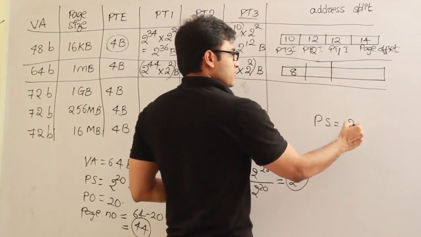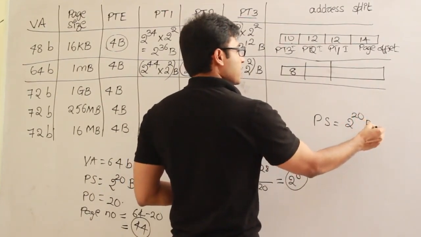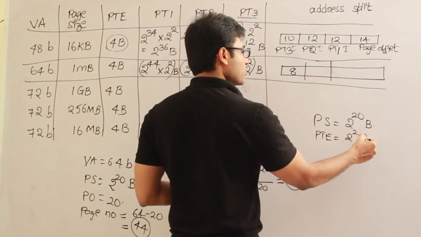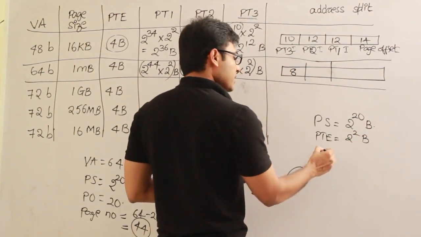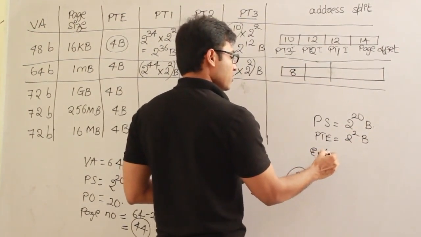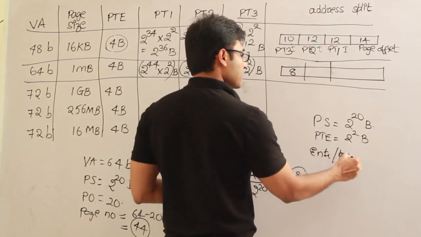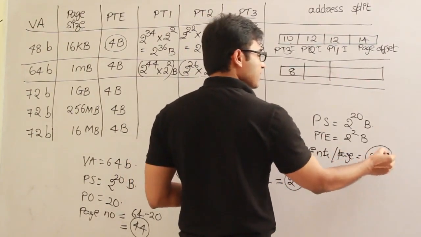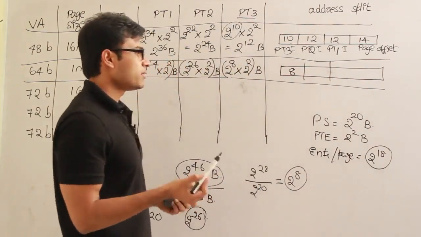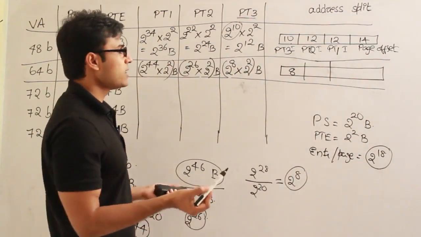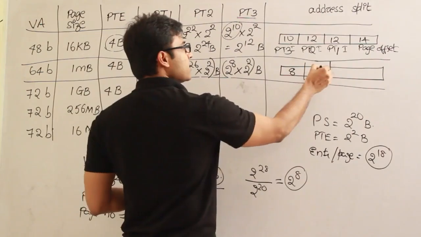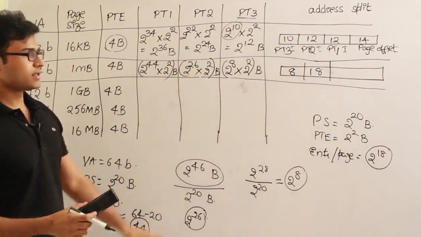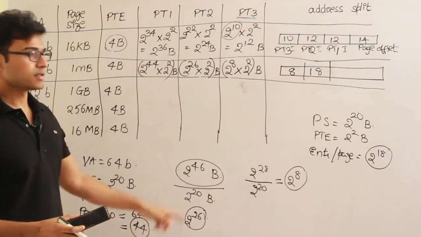If the page size is 1 MB, 2 power 20 bytes, and the page table entry size is 4 bytes, which means 2 power 2 bytes, then how many entries will be present per page? The number of entries per page will be 2 power 18. If these many entries are present per page, how many bits are required to identify each entry? 18 bits are required to address one of the entries in this page.